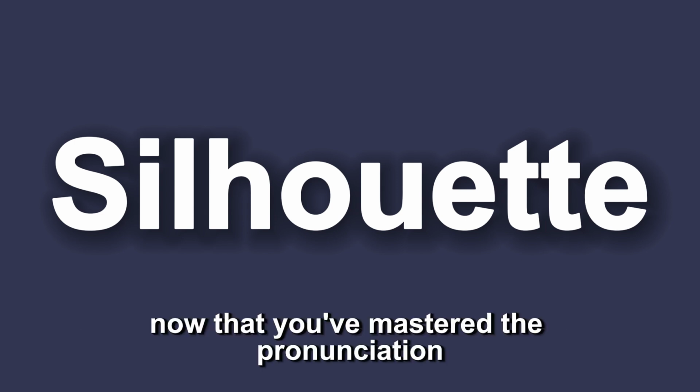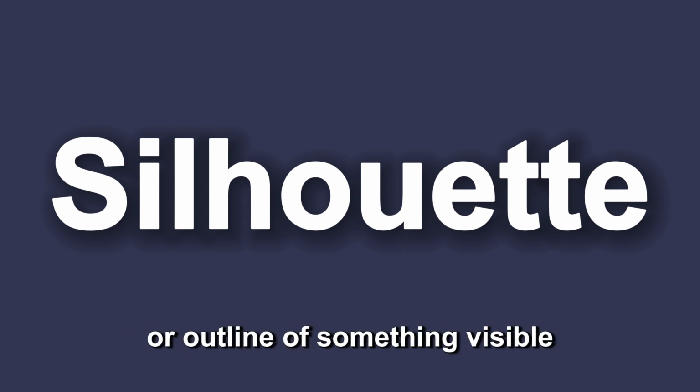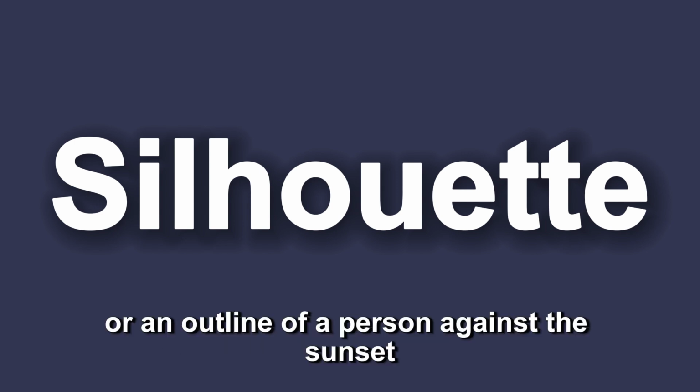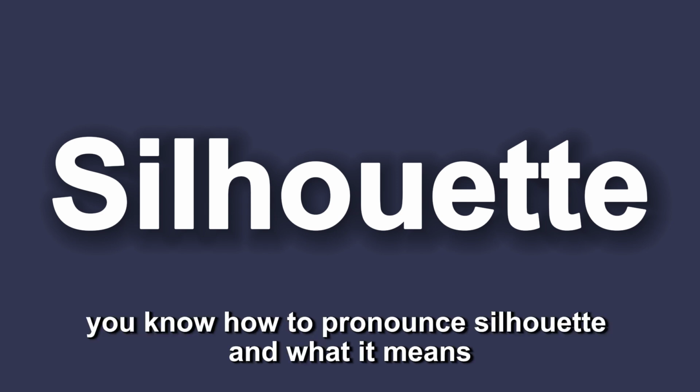Now that you've mastered the pronunciation, let's go over the meaning. Silhouette refers to the dark shape or outline of something visible against a lighter background, like a shadow or an outline of a person against the sunset. And that's it. Now you know how to pronounce silhouette and what it means.